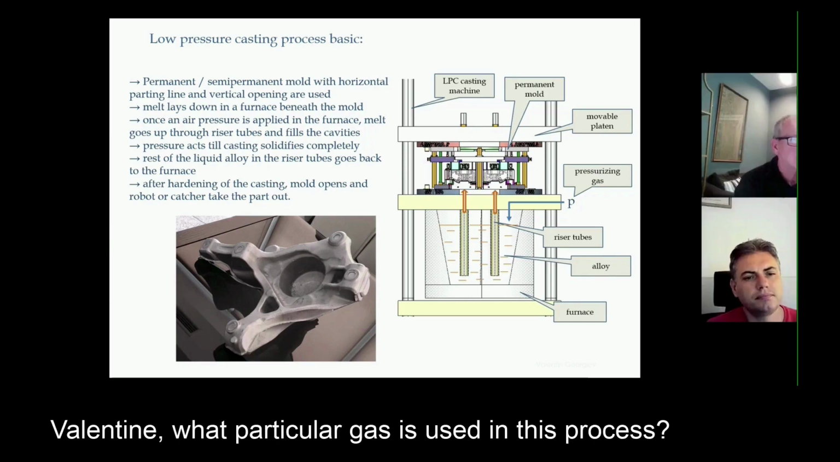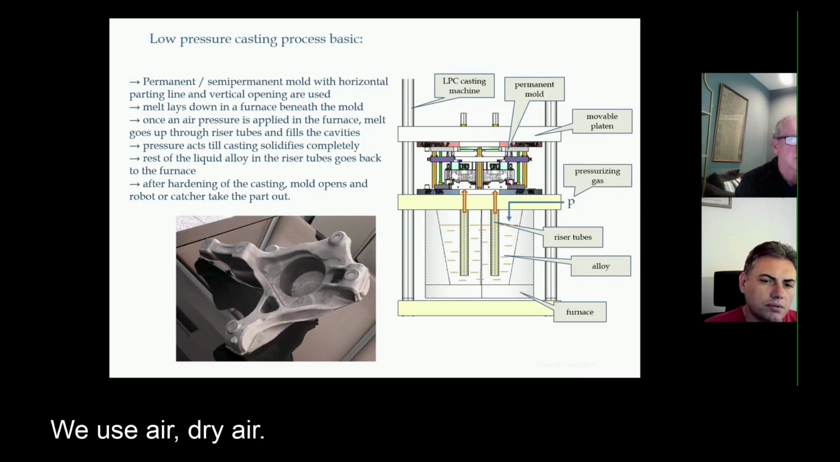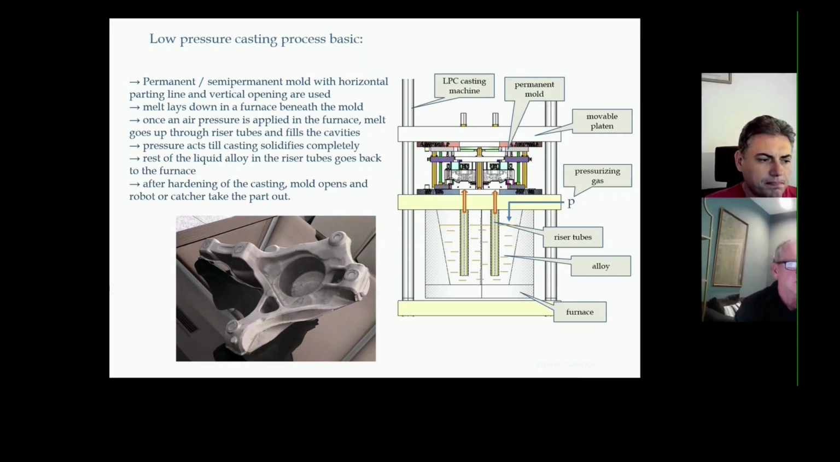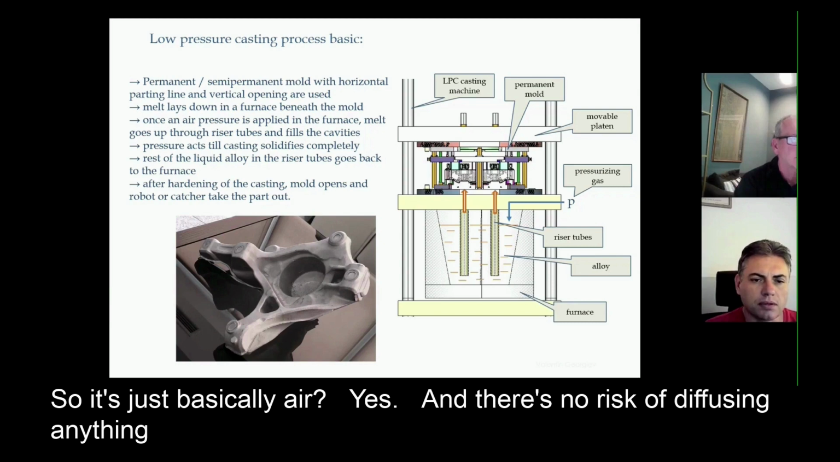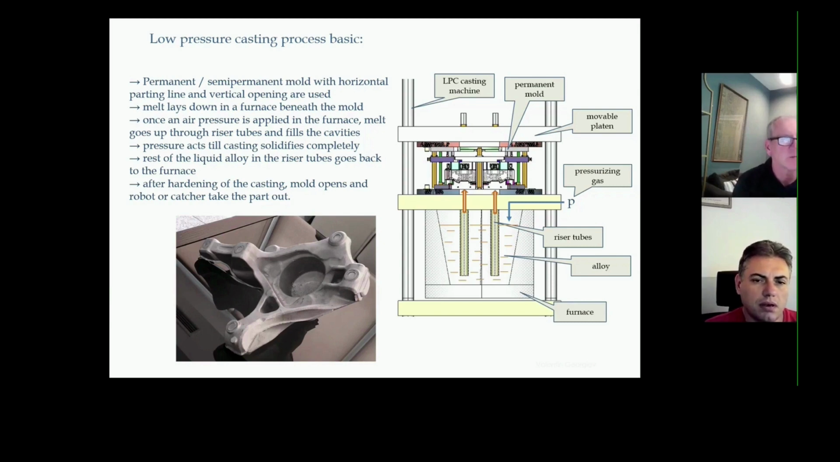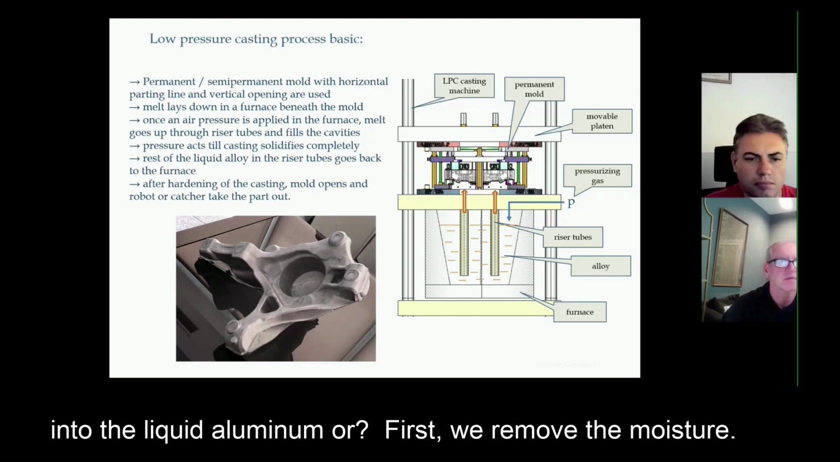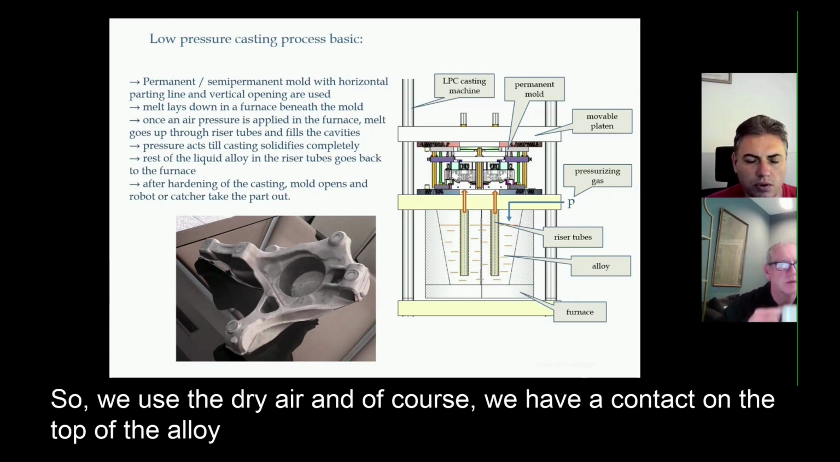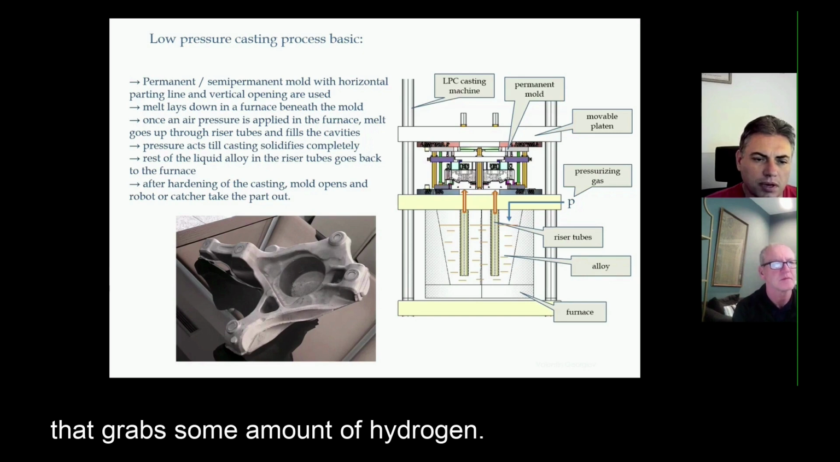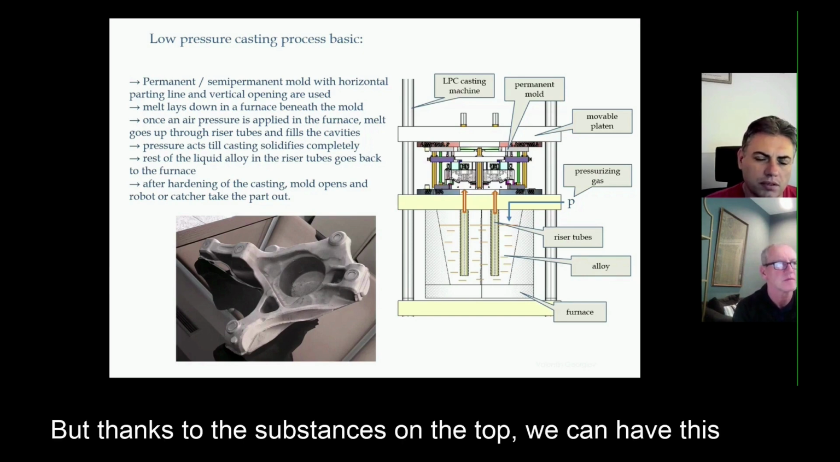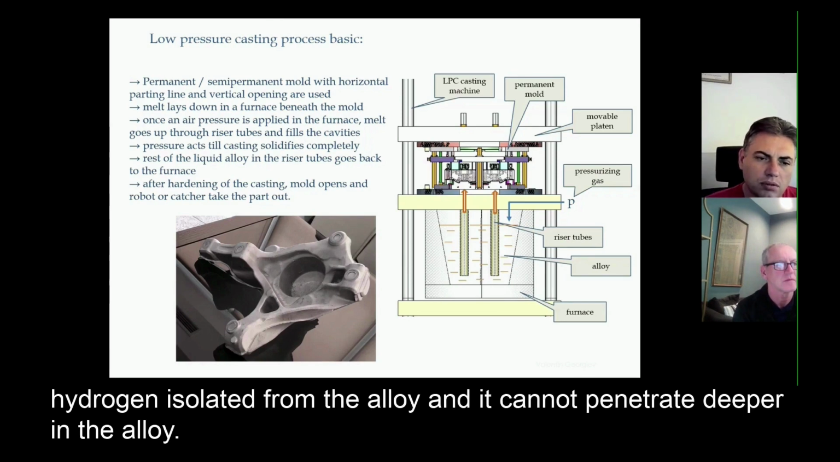Valentin, what's the typical gas that's used in this process? We use air, dried air. It's just basically air. There's no risk of diffusing anything into the liquid aluminum? First we remove the moisture. So we use the dried air, and of course we have a contact on the top of the alloy, which grabs some amount of hydrogen, but thanks to the substances on the top, we can keep this hydrogen isolated from the alloy, and it cannot penetrate deeper in the alloy.